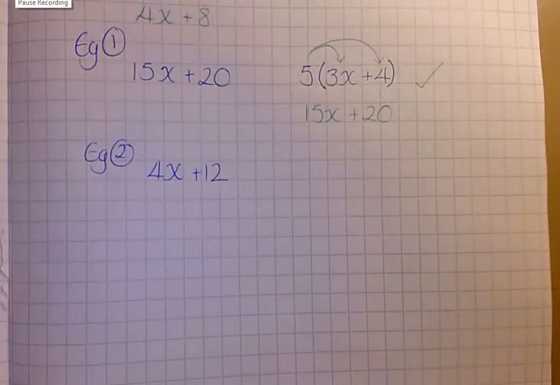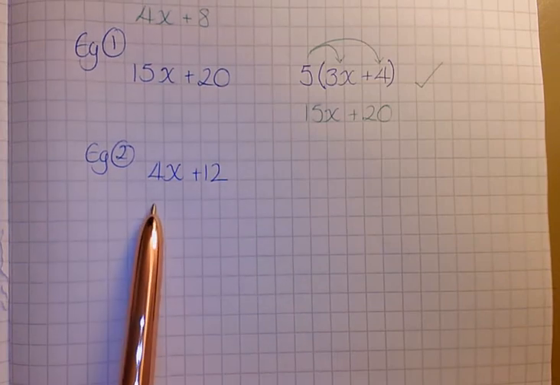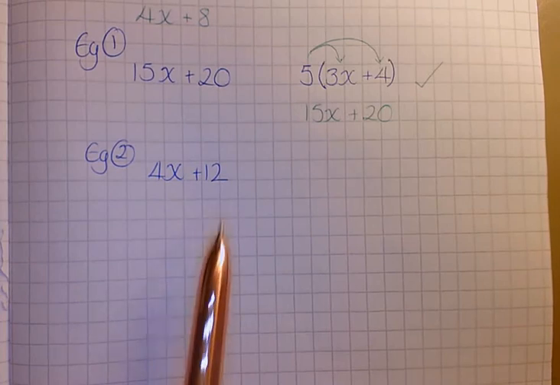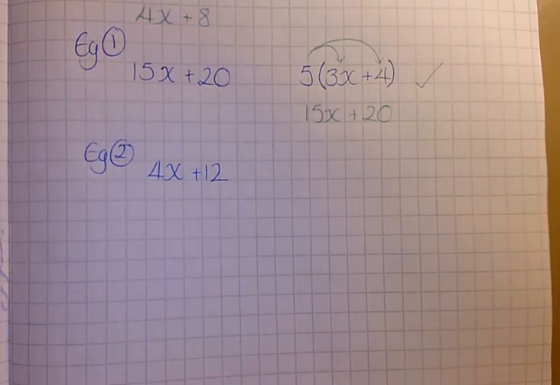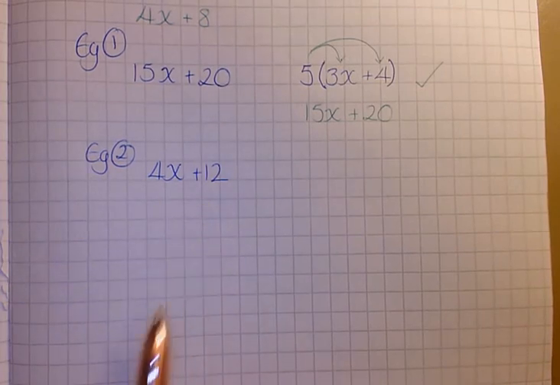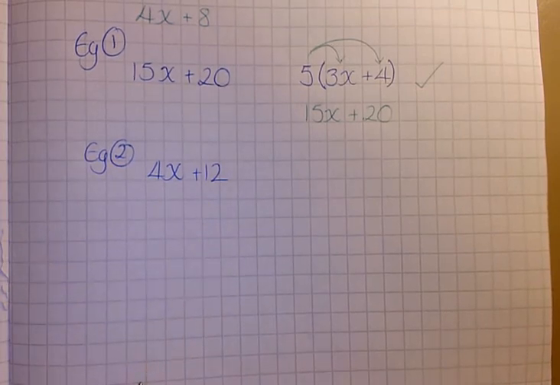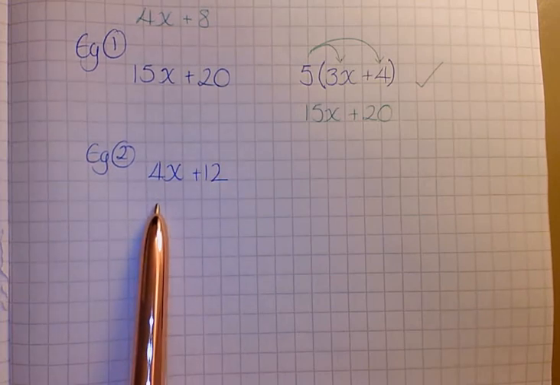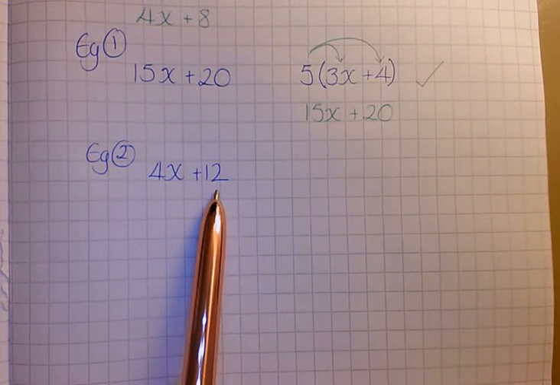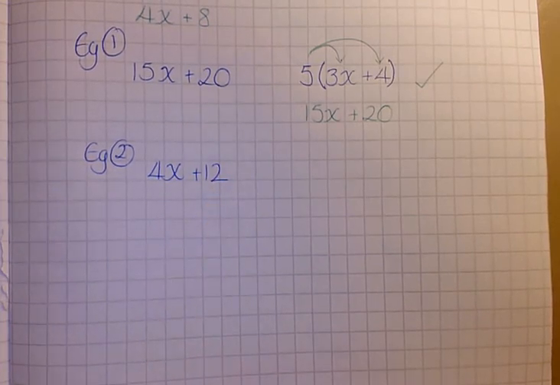Now I've got a second example on here now, which is 4x plus 12. So again, I need to look for common factors of 4 and 12 to put outside the bracket and then think about what's going to go inside the bracket. So you might look at 4 and 12 and think, well, 2 is a factor for both of those, which it is because 4 divided by 2 is 2 and 12 divided by 2 is 6. But it's not the highest common factor. We want to take the biggest number out of the bracket if we possibly can.